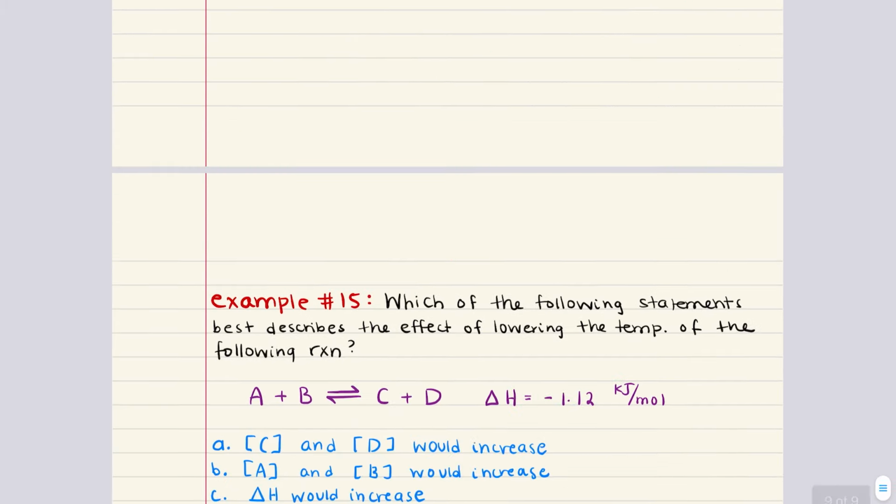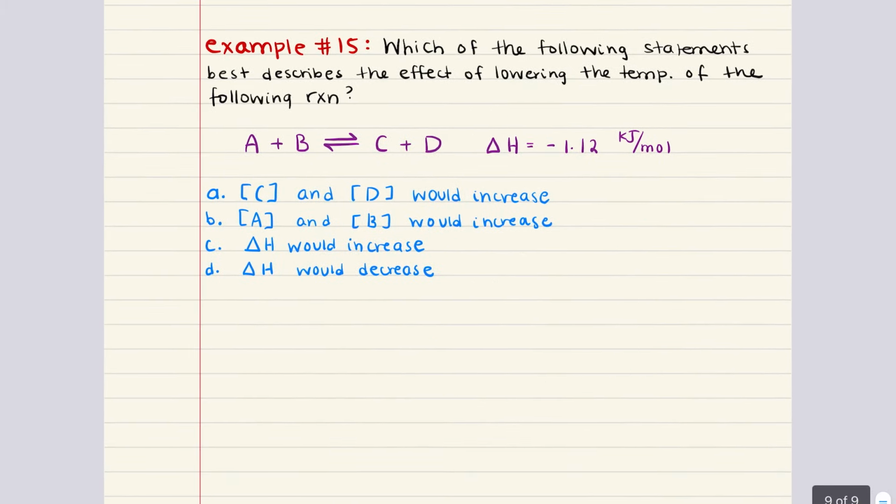Let's go ahead and do our last and final question. Problem 15 says, which of the following statements best describes the effect of lowering the temperature of the following reaction? Now, here we have A plus B gives us C plus D, and we have the delta H, the enthalpy. The enthalpy is minus 1.12 kilojoules per mole. This negative delta H value indicates that what we have is an exothermic reaction. So we have an exothermic reaction and we're decreasing temperature.